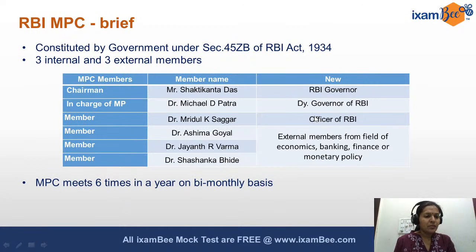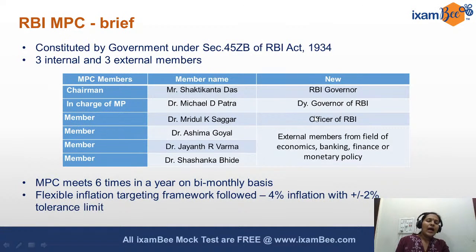So the MPC, the Monetary Policy Committee, meets 6 times in a year on a bi-monthly basis. The last monetary policy was in December, and now it has come out in Feb. So every 2 months the monetary policy meets, and what are they basically focusing on? We follow the flexible inflation targeting framework, abbreviated as FITF, where the target set by RBI and the central government, which they have agreed on for 5 years, is 4% with an upper and lower tolerance of 2%.